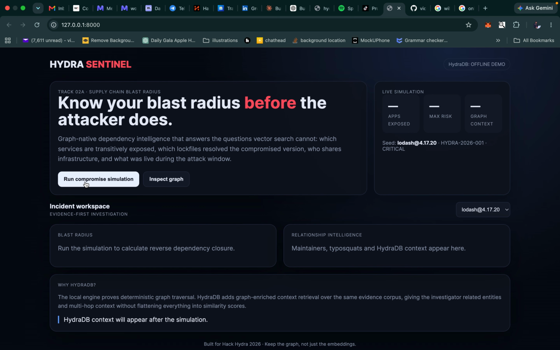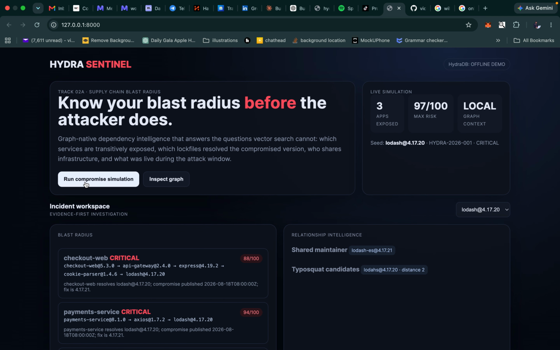Okay, just like here. This is Hydra Sentinel, a graph native software supply chain intelligence platform built for HydraDB's Track O2A. Instead of treating dependencies as isolated documents, Sentinel models them as a graph. So when loaders 4.17.0 is compromised, we don't just tell you that lodash is vulnerable.